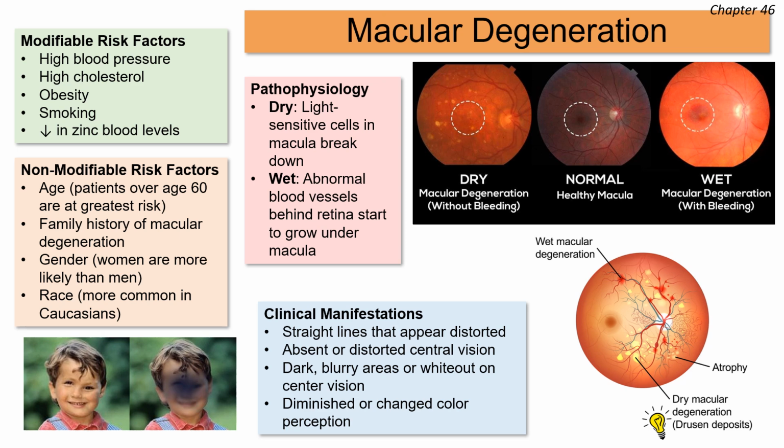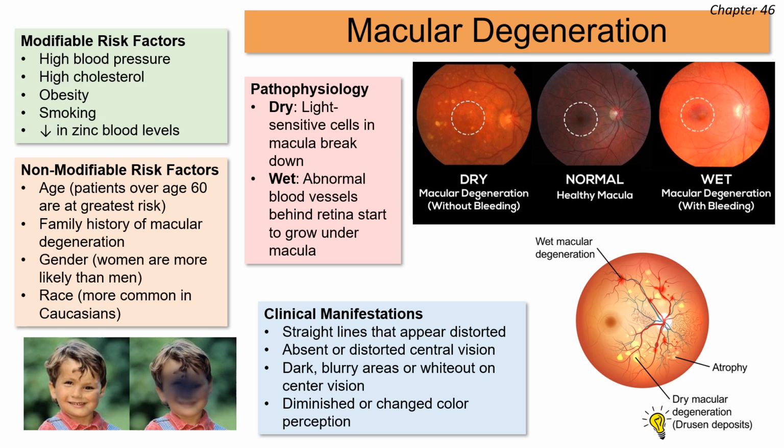All right, so modifiable risk factors: high blood pressure, high cholesterol, obesity, smoking, and not enough zinc in your diet. Non-modifiable, just being over the age of 60 puts you at risk of macular degeneration. If you have history in your family, women are more likely than men, and Caucasians are higher risk for getting macular degeneration.